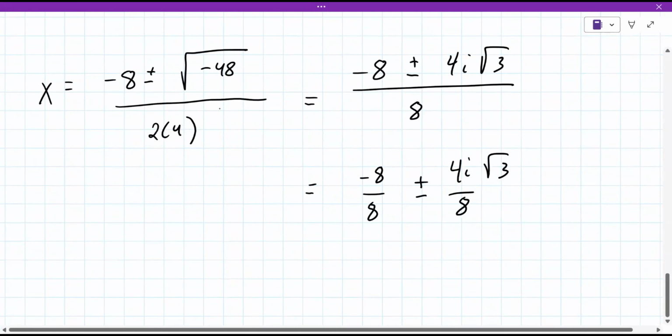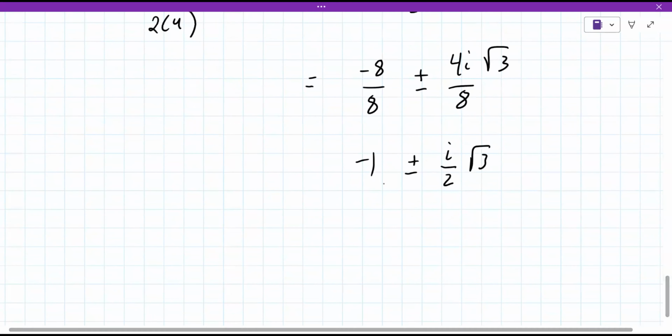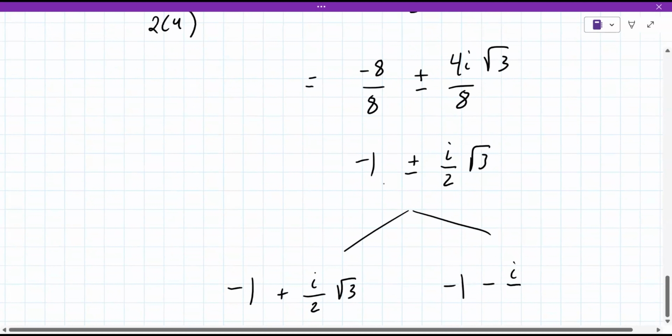And I think it'd be better if you show the division by 8 in front of the coefficient, because you cannot divide inside the root. This 8 can never go inside the root. It's only the thing on the outside. So you got -1 plus or minus 4 divided by 8 is 1/2. So it's i over 2 square root of 3, like that. And then you have to write it two different ways. -1 plus i over 2 square root of 3, -1 minus i over 2 square root of 3.